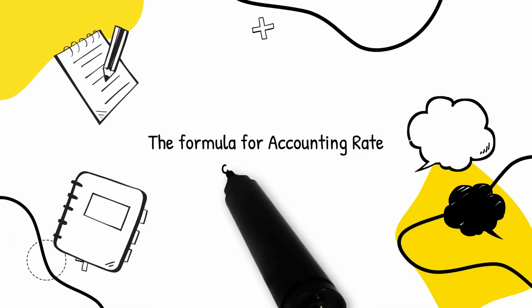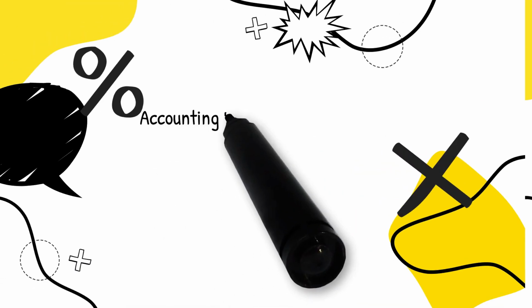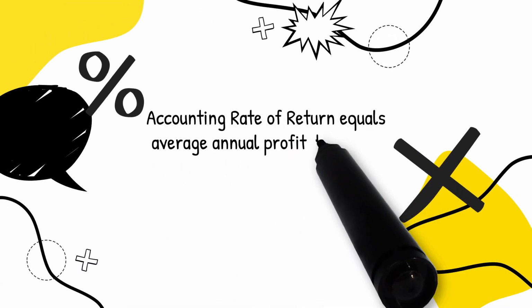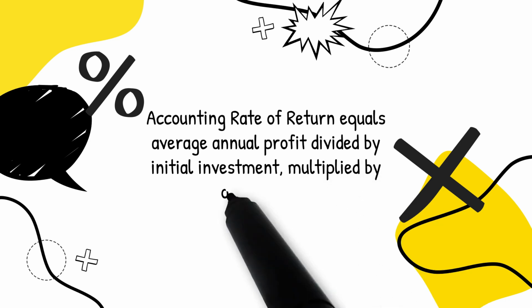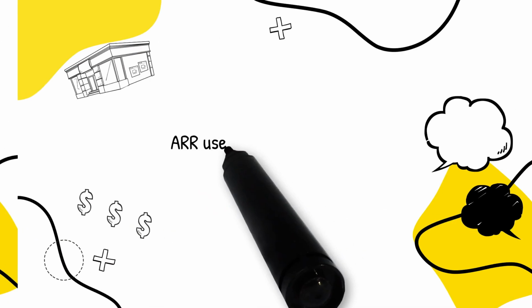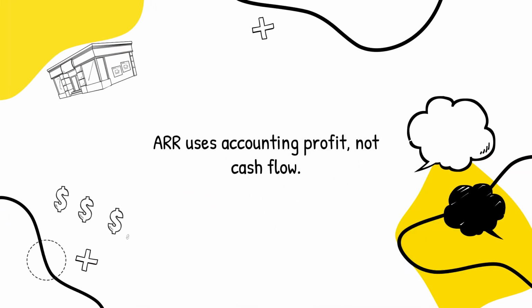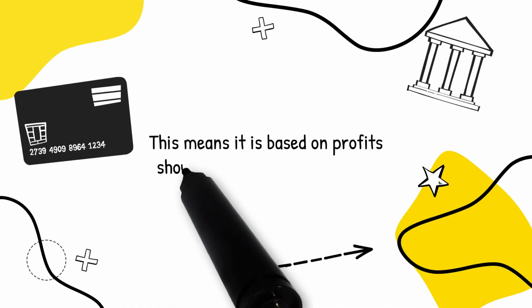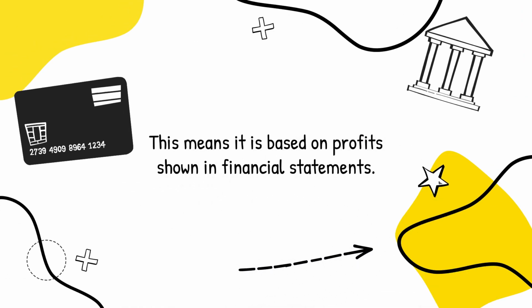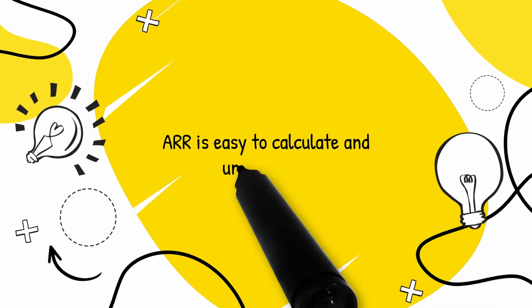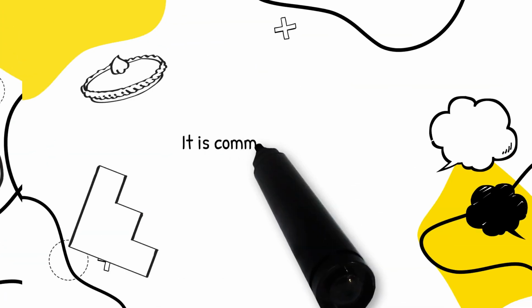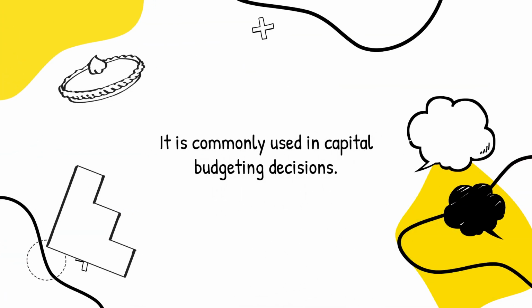The formula for accounting rate of return is: accounting rate of return equals average annual profit divided by initial investment, multiplied by 100. ARR uses accounting profit, not cash flow. This means it is based on profits shown in financial statements. ARR is easy to calculate and understand. It is commonly used in capital budgeting decisions.